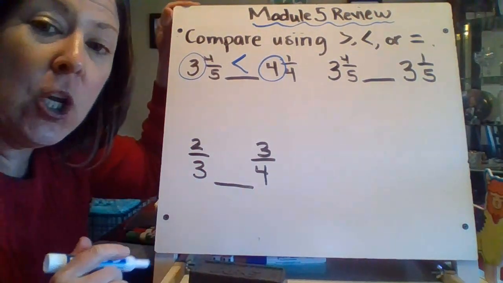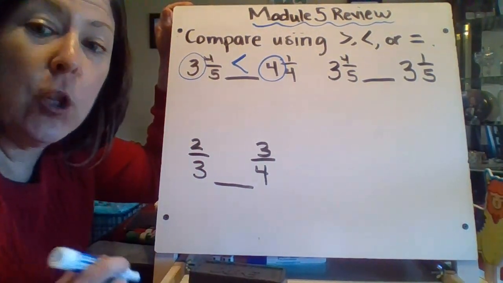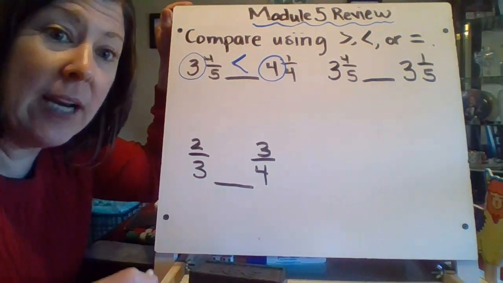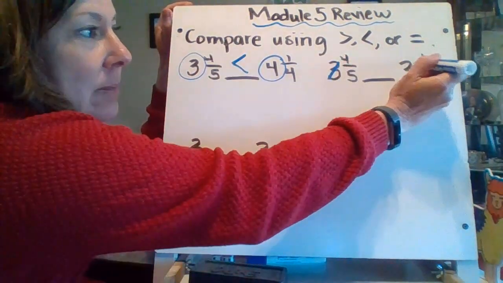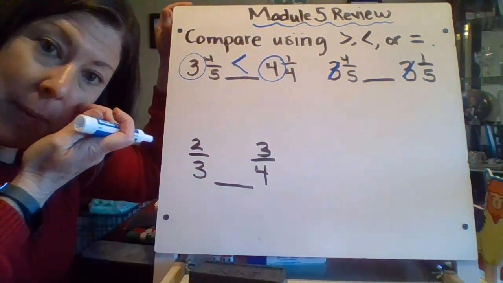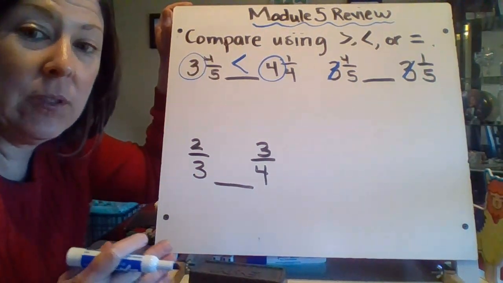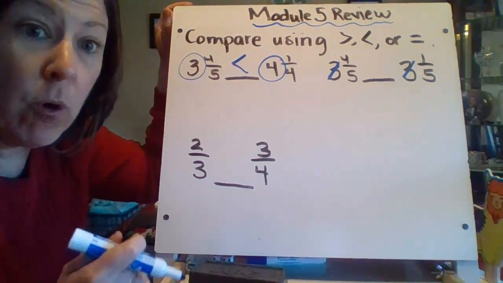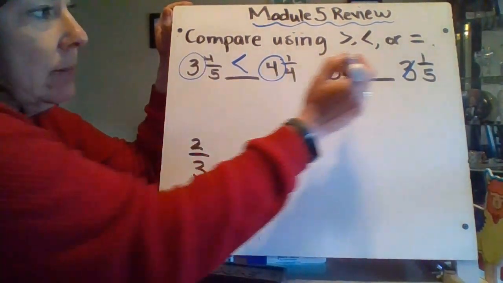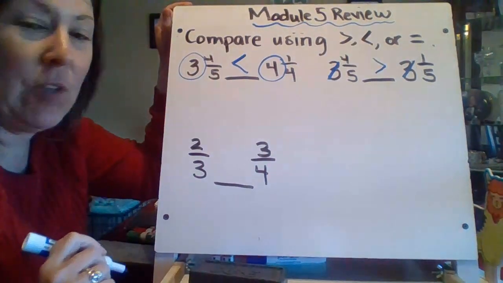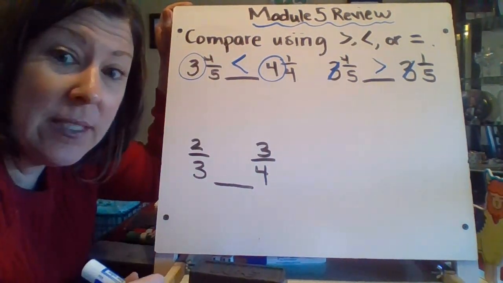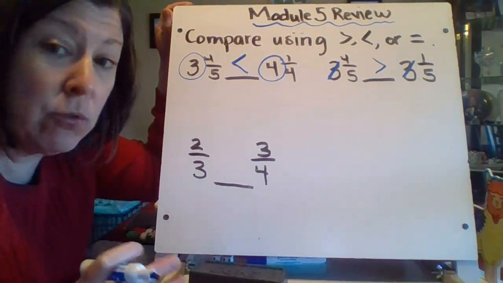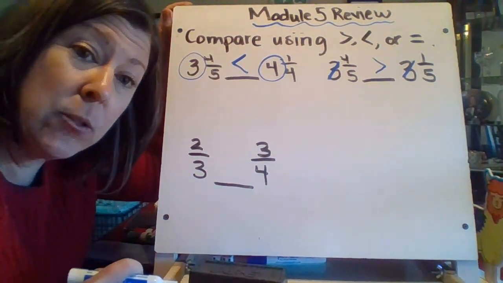My next example, 3 4/5, 3 1/5. Well, when I look at the whole numbers, they are the same. So I have to think to myself, 4/5 versus 1/5. Well, it's apples to apples, 4 apples, 1 apple. 4 apples or 4/5 is more than 1 apple or 1/5. So 3 4/5 is greater than 3 1/5.